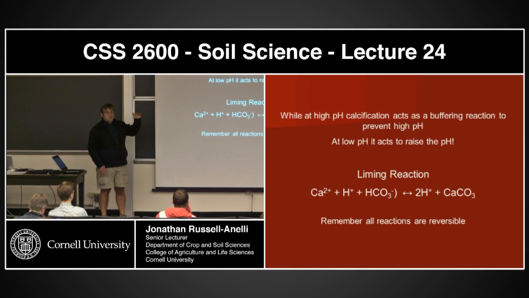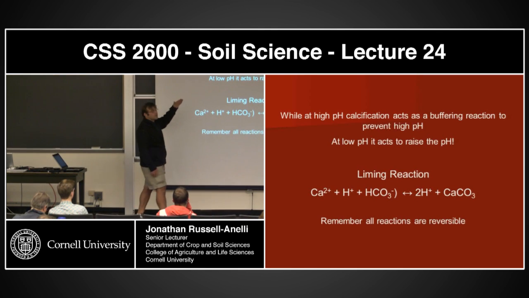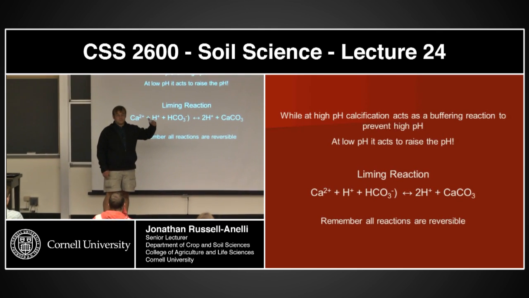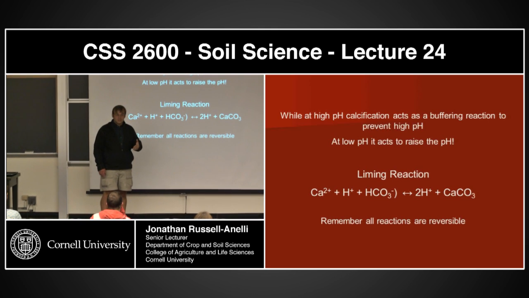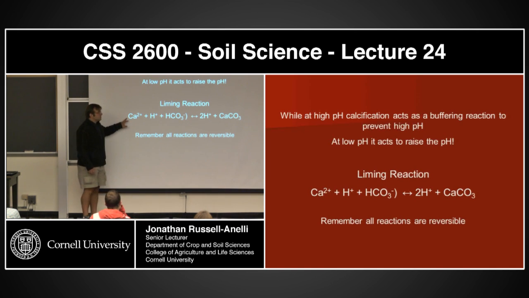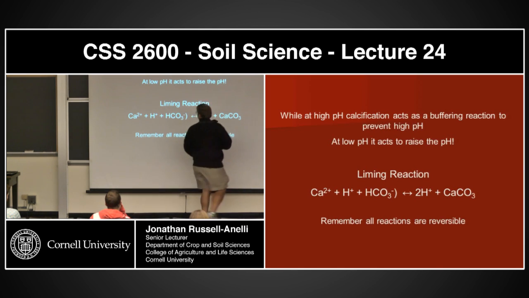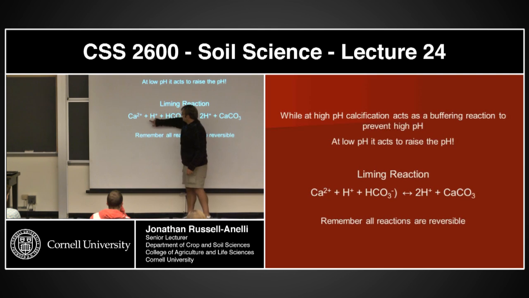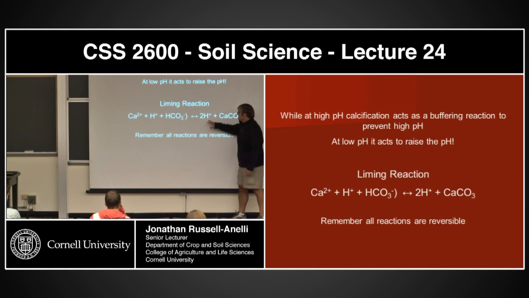Okay, at the high pHs, certainly calcium carbonate will act as a buffering reagent. Okay, at low pHs, we basically throw it in there because we want to raise the pH. Okay, so this is the liming reaction. I'm missing a bracket here. Sorry, there should be a bracket right here. This is the carbonic acid.